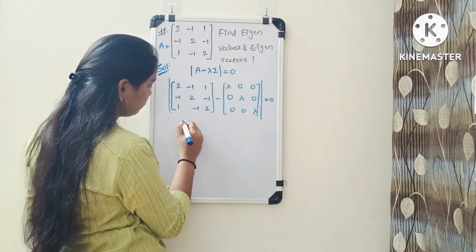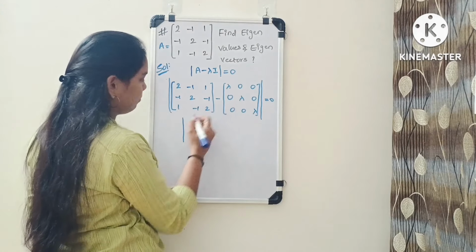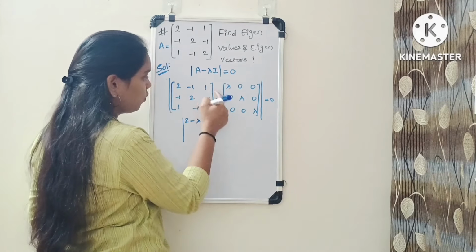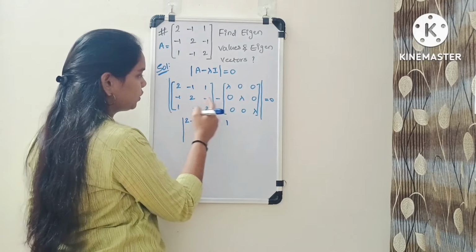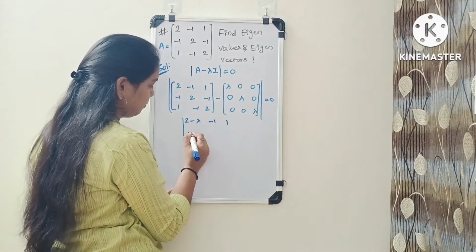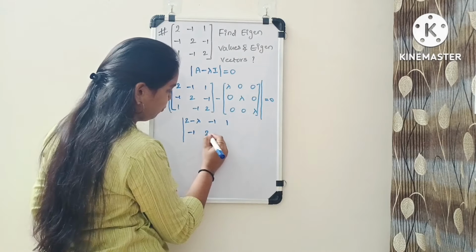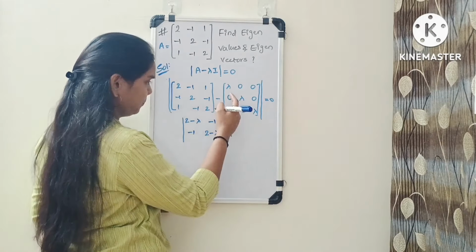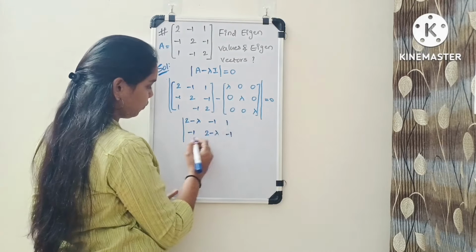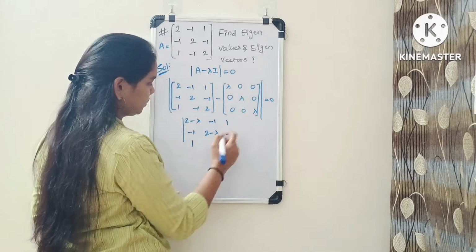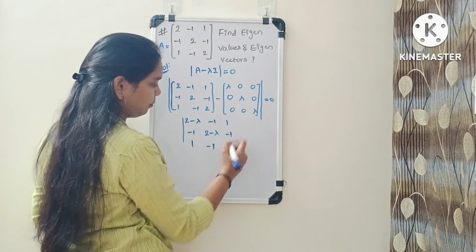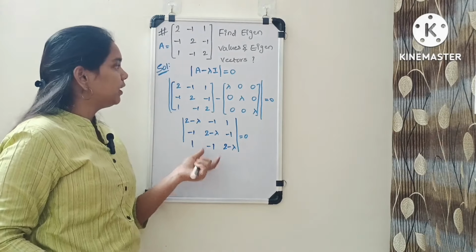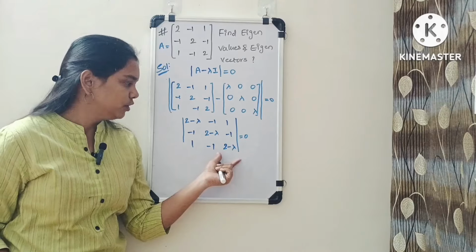Other than the diagonal elements, all are as they are. So if you see here, modulus of 2 minus lambda, and here minus 1 minus 0, which is nothing but minus 1. 1 minus 0 is 1. Minus 1 minus 0, we get minus 1. 2 minus lambda, we get 2 minus lambda. Here minus 1 minus 0, we get minus 1. 1 minus 0, we get 1. Minus 1 minus 0, we get minus 1. 2 minus lambda, we get 2 minus lambda, which is equal to 0. This is nothing but modulus of A minus lambda I, which is equal to 0.